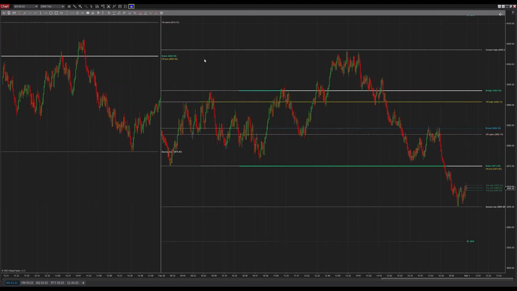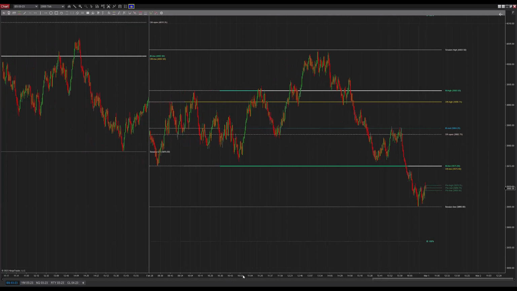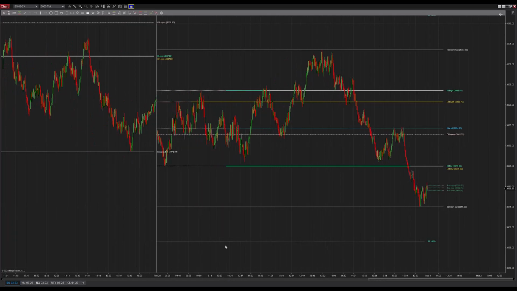Now, one of the things people ask me, like, why is this such a big deal? Why is the first 60 minutes? What's the big deal with the initial balance? The reason you want to pay attention to the initial balance is because in a consolidation day where we stay contained within an initial balance, we tend to lose the interest of the higher time frame traders.